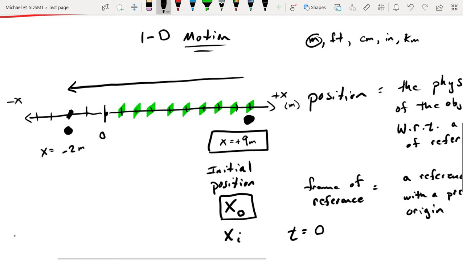We're going to say the position of our particle when we start the clock at 0 is at 9 meters. Well, then we have, correspondingly, a final position.